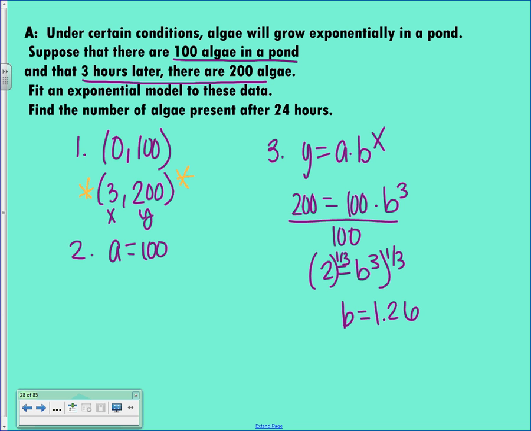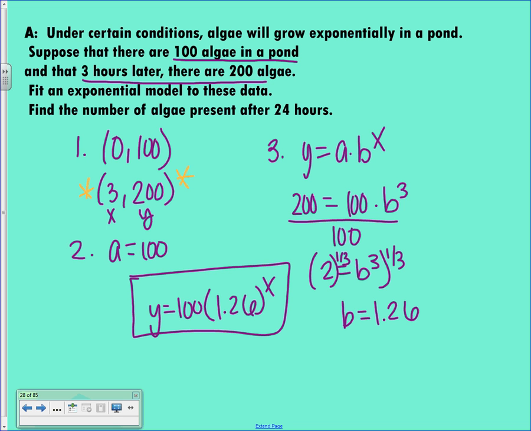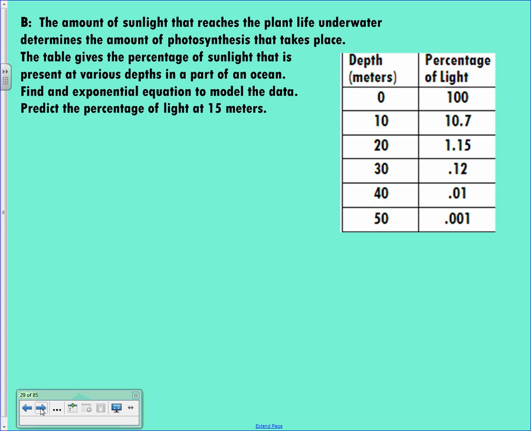Now that I have an a and a b value, I can write my equation. So my equation is y equals 100 times 1.26 to the x. There's our equation, and then I can answer the question, which says find the number of algae present after 24 hours. Now that's pretty straightforward. It tells me that 24 is my hours. So just plug in 24 for x, evaluate it out, and you should get about 25,639. Hopefully that wasn't too tricky, but in case, we'll try it again.